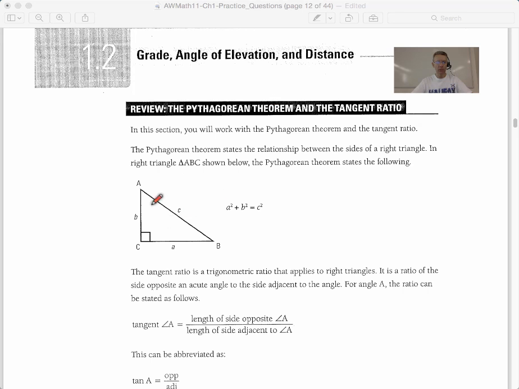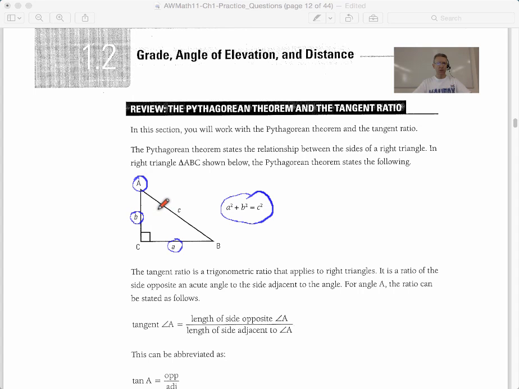So when we're dealing with right angled triangles such as this, there's two formulas we can use. One is the Pythagoras theorem, and the other is the tangent ratio. Now the tangent ratio is the opposite over the adjacent side. So if you're referring to this triangle and you're looking at angle A here, the tangent ratio is the opposite side over the adjacent side. In other words, side A over side B.